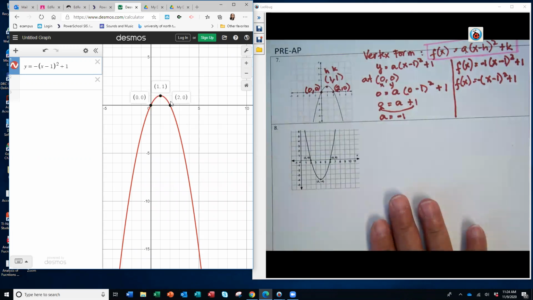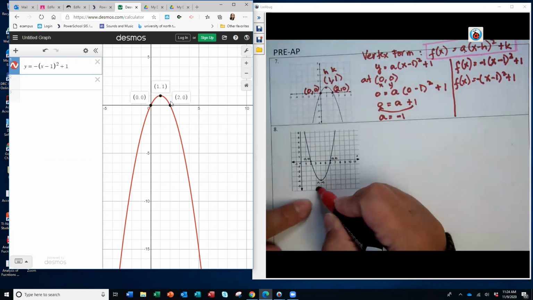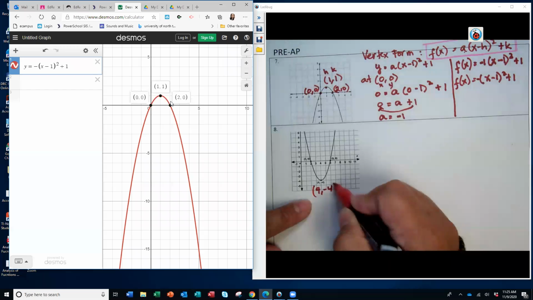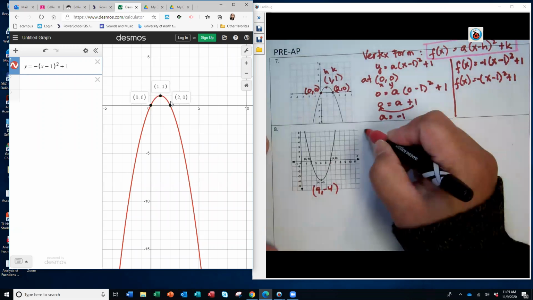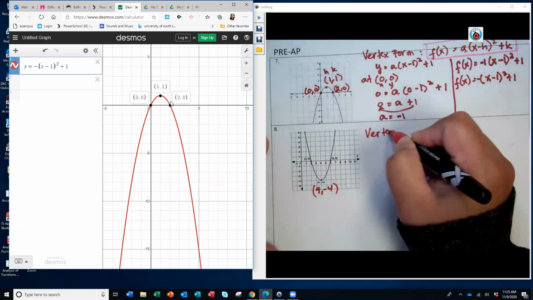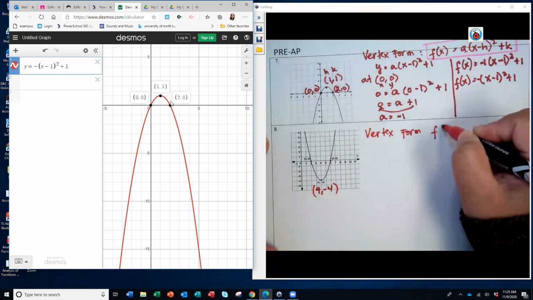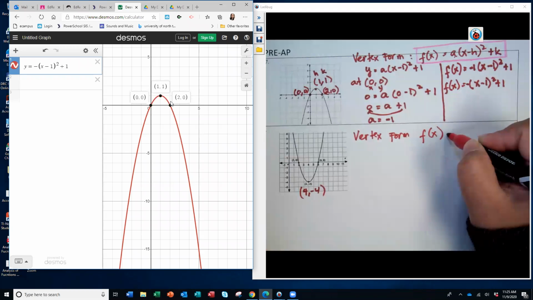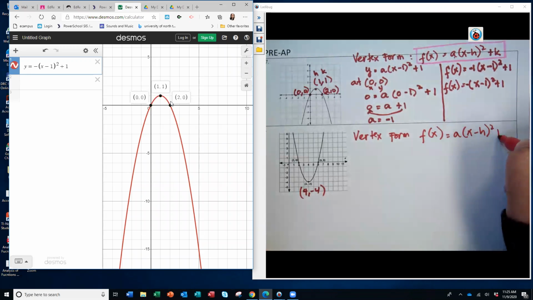Another one. So number 8, the points are given to you: 4, 4, and 2, 0, and 6, 0. So let's do the vertex form first. Vertex form. It says f of x is equal to a times (x minus h) squared plus k.